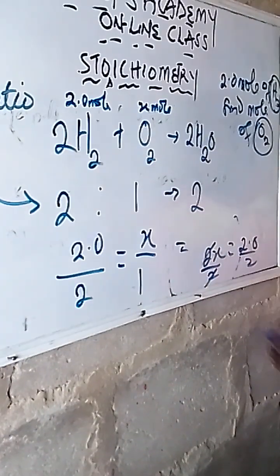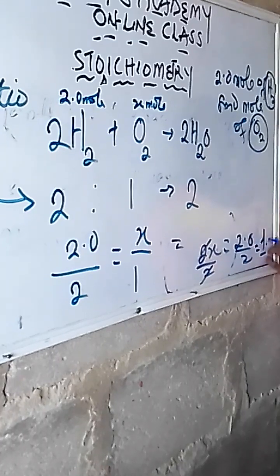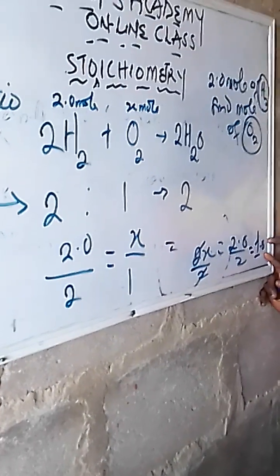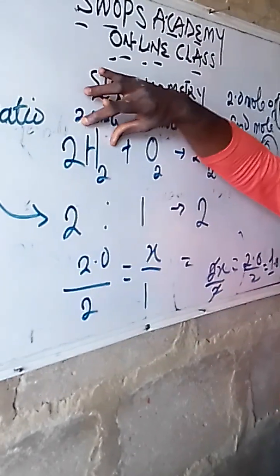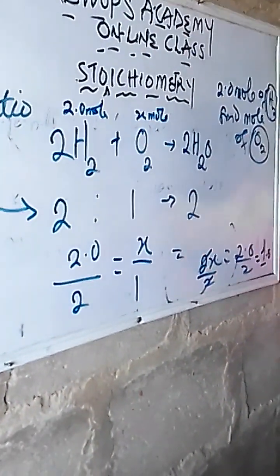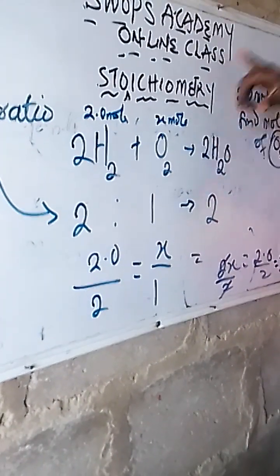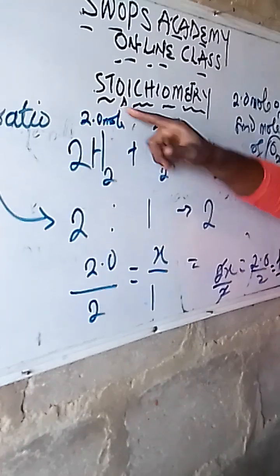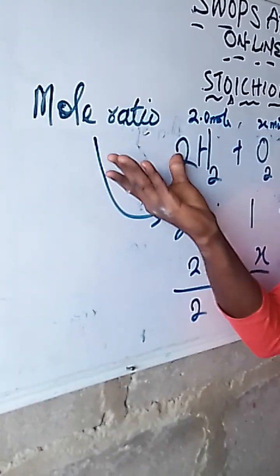This and this settle one another. This divided by this will give us 1.0. What will be the unit? 1.0 moles. That means 1.0 moles will react with 2.0 moles to give us 2 moles of water. If you are now getting this, that how many numbers of moles will react with this to get this, we call it stoichiometry. Are we together? I think I've explained more. Am I communicating?